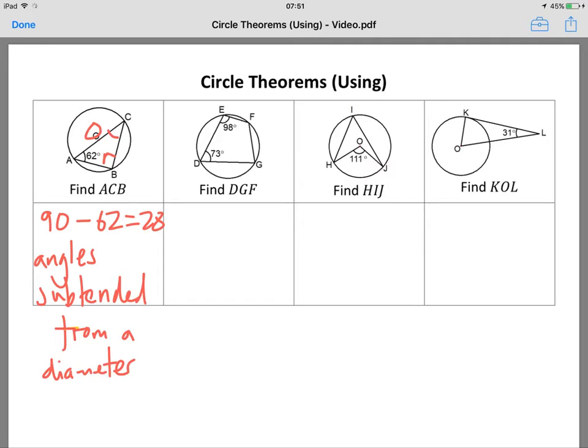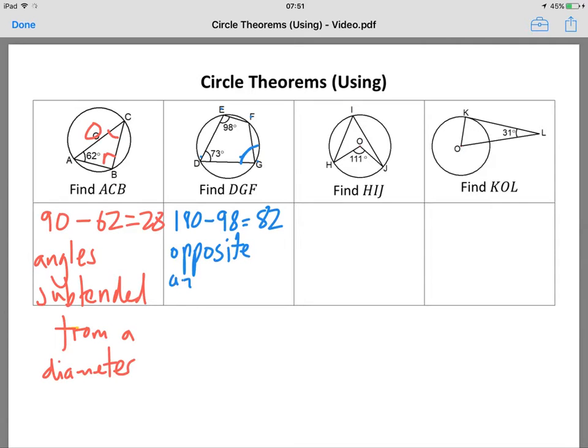Second, it says we're going to find DGF. Now this is a cyclic quadrilateral because all the points are on the circumference of the circle, and the opposite angles in a cyclic quadrilateral add to 180. So all we've got to do is 180 minus 98, which gives me 82.